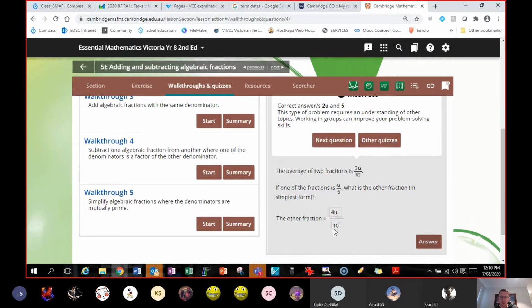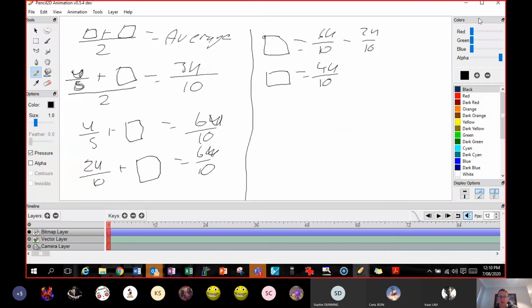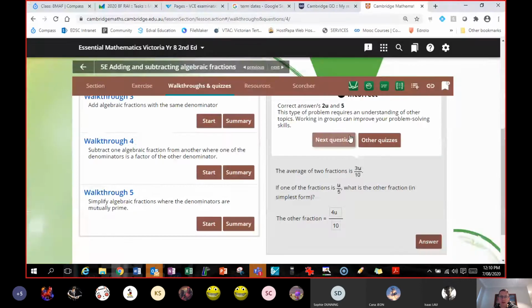Oh, I've got to simplify it. Whoops, it's 2u on 5. Silly me, of course I can simplify that. Damn it, simplification. I said that on all the other ones. 2u on 5, there we go. That's going to equal 2u on 5. That is not a negative, which is correct.